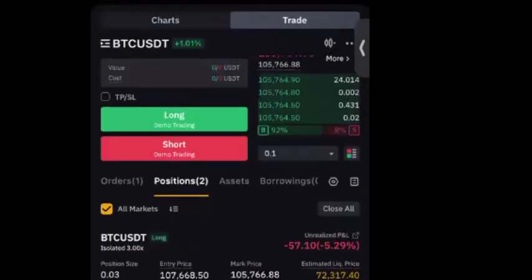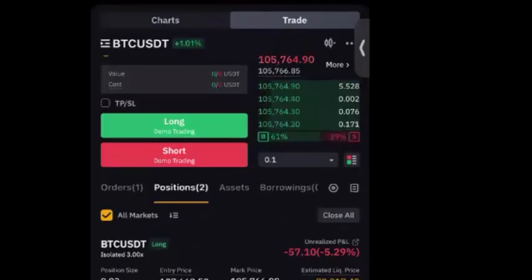So to short Bitcoin, reduce your leverage to 1.5x or 2x maximum. Don't go beyond 2x when you are shorting Bitcoin. If you were to short Bitcoin right now, using 2x, your liquidation point will most likely be around maybe $150,000 or something like that, which is safe.